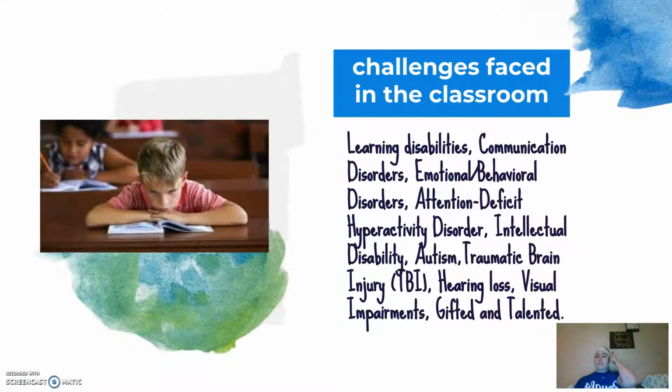Okay, so over the course of the semester, we went over several different exceptionalities that could happen in the classroom, and these are all of them. So there's learning disabilities, communication disorders, emotional and behavioral disorders, attention deficit hyperactivity disorders, intellectual disabilities, autism, traumatic brain injuries, hearing loss, visual impairments, and then gifted and talented students.